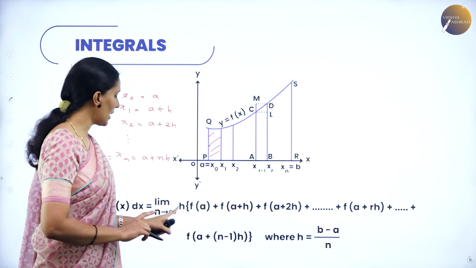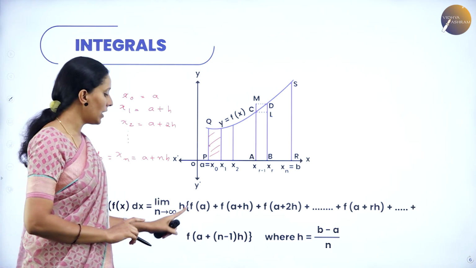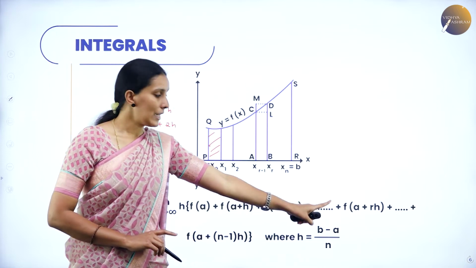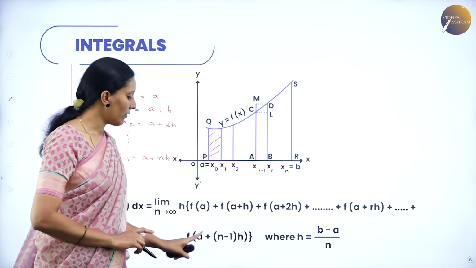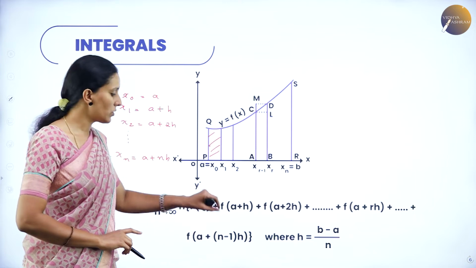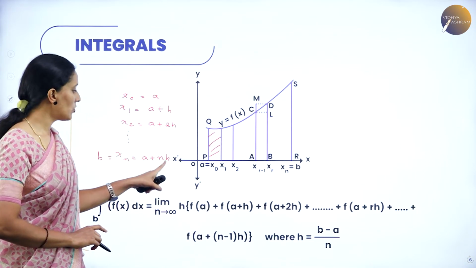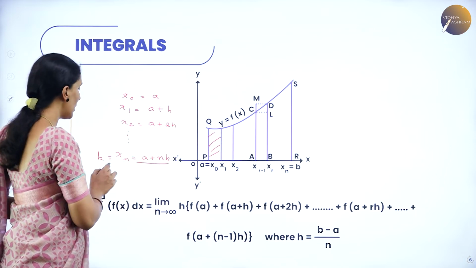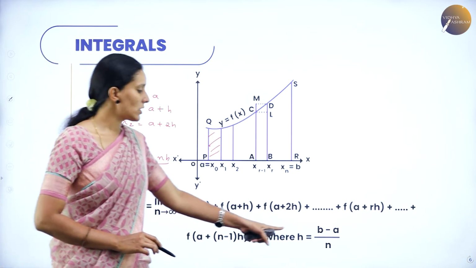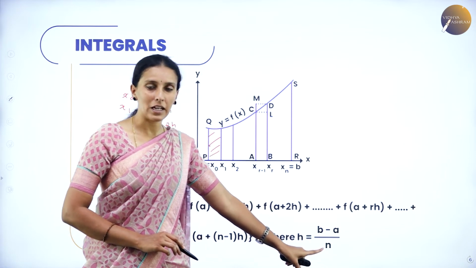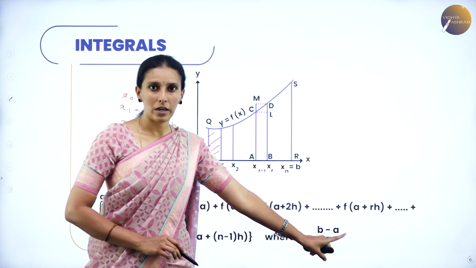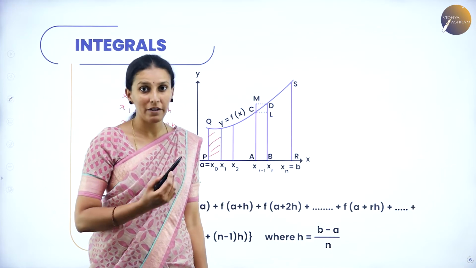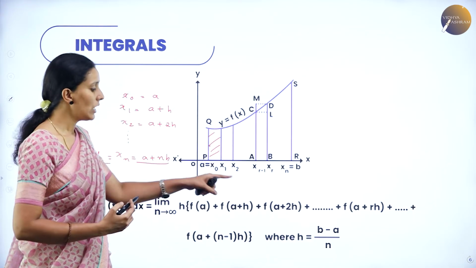That is why I have taken the limit as n tends to infinity, f of a plus h, f of a plus 2h, until f of a plus rh, until f of a plus n minus 1 into h, which is the last interval. Here h is nothing but b minus a divided by n. So using this result, you will get h. So h is b minus a divided by n, that is upper limit minus lower limit divided by n, or the difference of the end points of the interval divided by n.